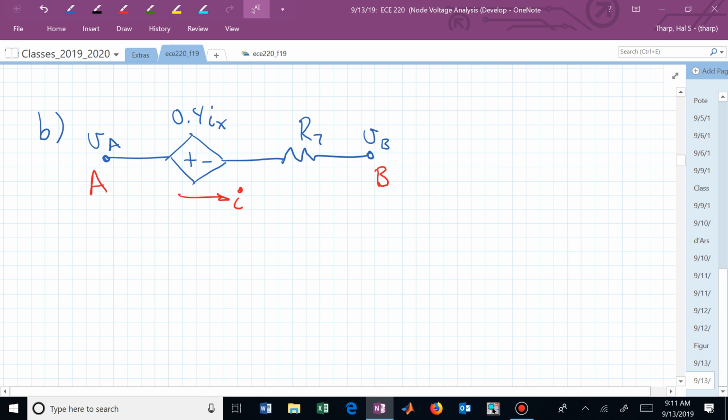Well, here's what I would maybe do. I would say, you know what? They're trying to make this a little bit more challenging than what I would like. So let me just put that intermediate variable in there. And now I know I is going to be V sub x minus V sub b over R7. There's Ohm's law.